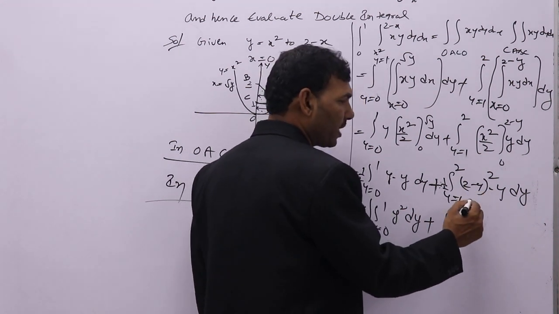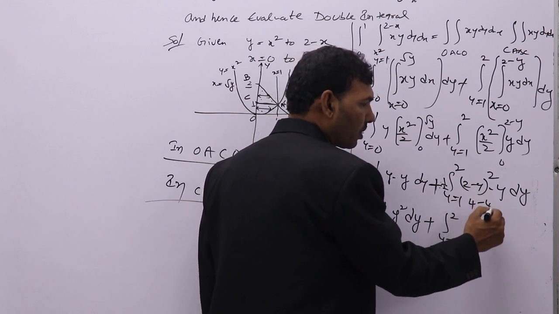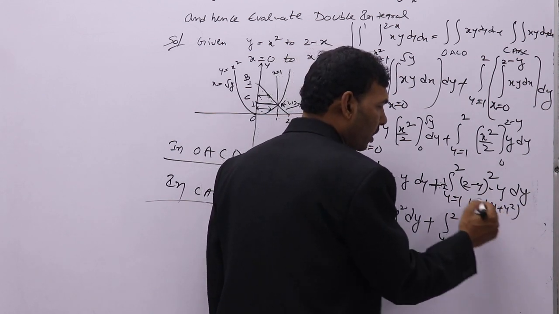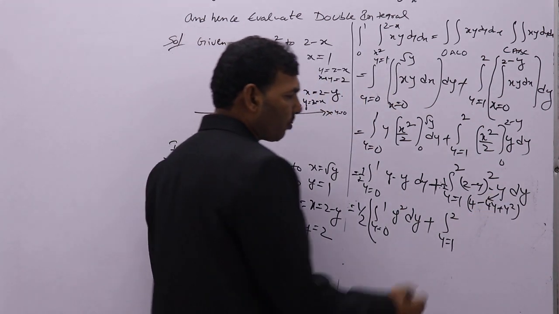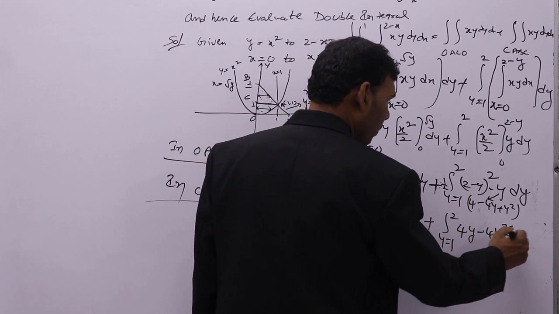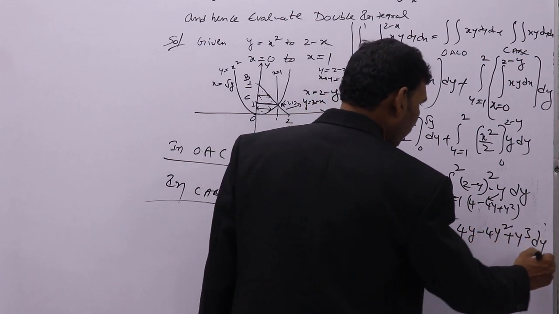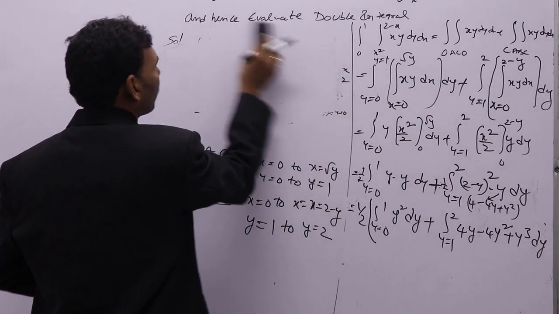This one, if you expand, you will get this now. A square, 2 square 4, 2ab, 4y, plus y square. You need to multiply this term with y. If you multiply with y, what you will get? 4y minus 4y square plus y cube dy. Now after integrating this, what you will get?